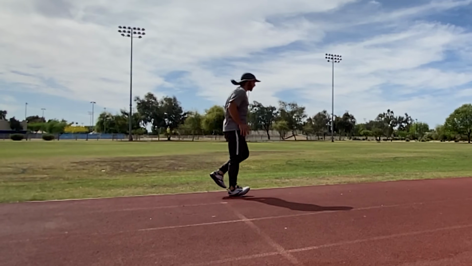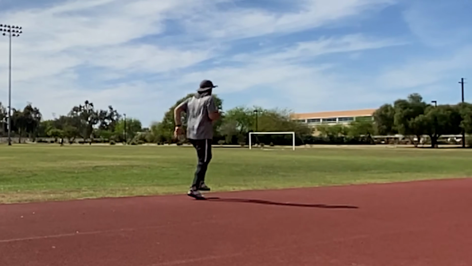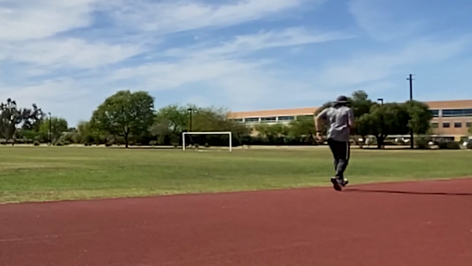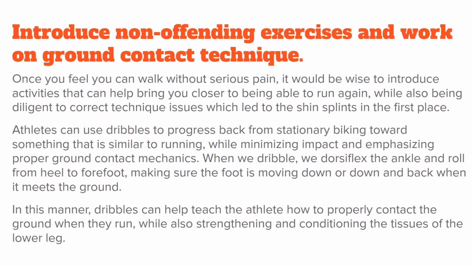When we dribble, we dorsiflex the foot. We lead with a heel to toe rolling type of ground contact. The velocities are similar to walking or jogging most of the time until you get really good at them and start to progress them to more intense variations.